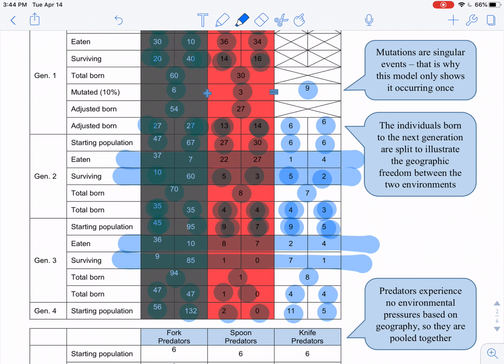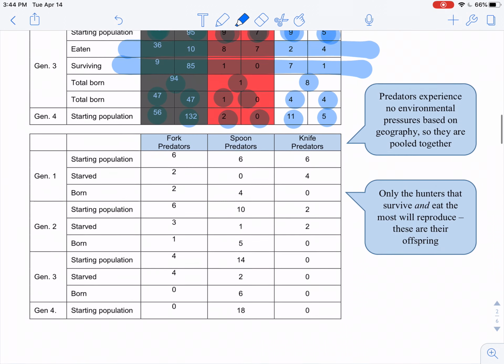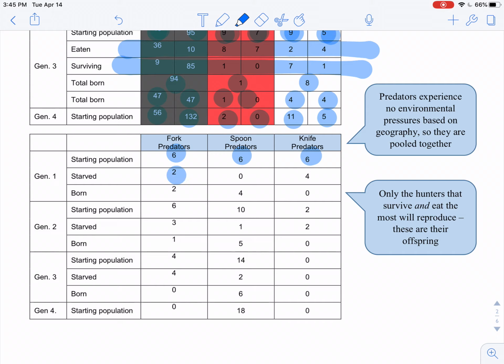Remember that while all that is happening, we also have a predator population that has some unique phenotypes. Let's say we start with a diverse population of 6 of each predator, and we can see that after the first round of hunting, the bottom 6 predators, they did not survive because they starved. So 2 forks did not eat enough to survive. All of the spoons survived, but 4 of the knives did not eat enough to survive.